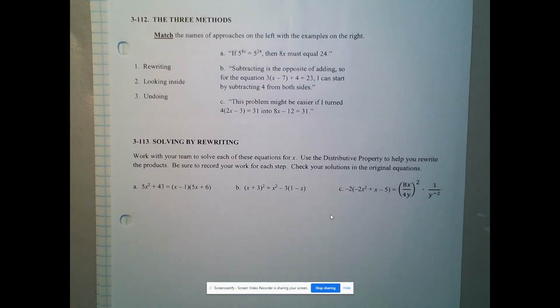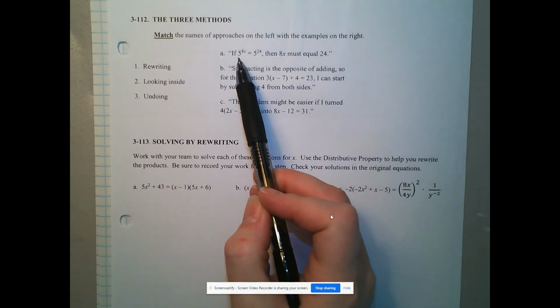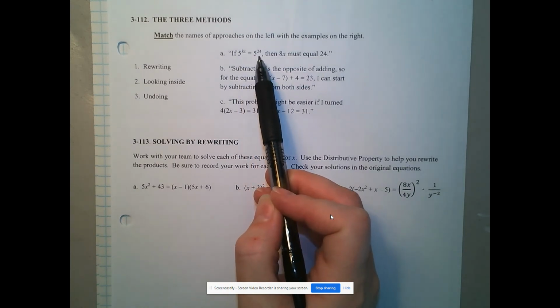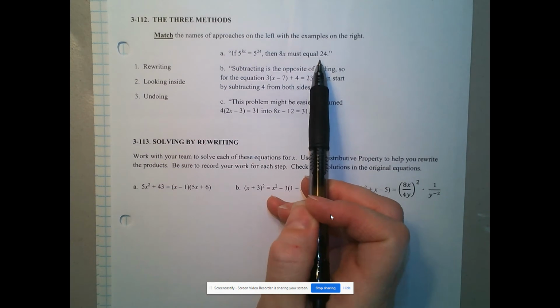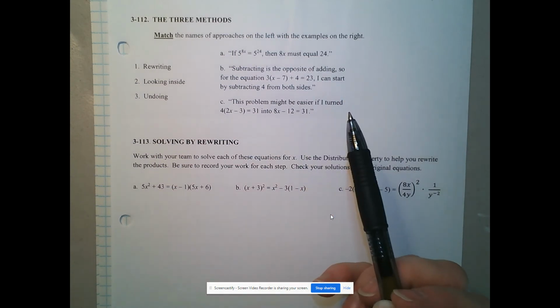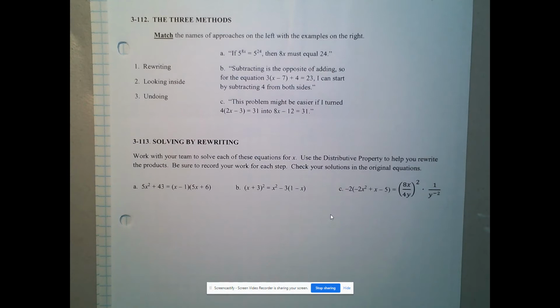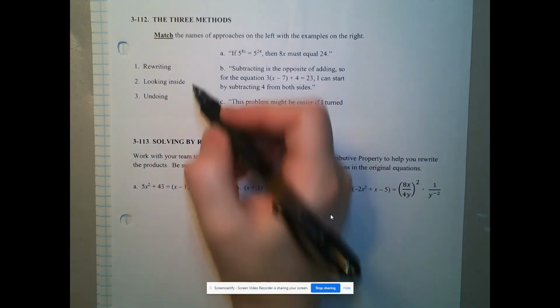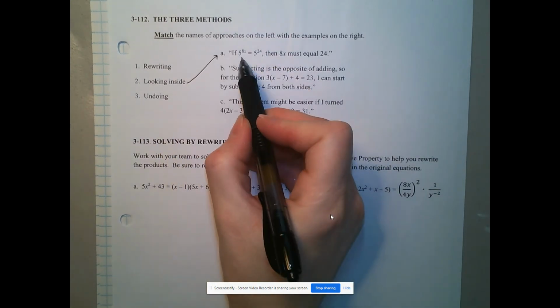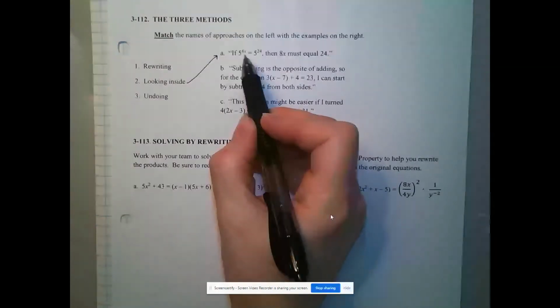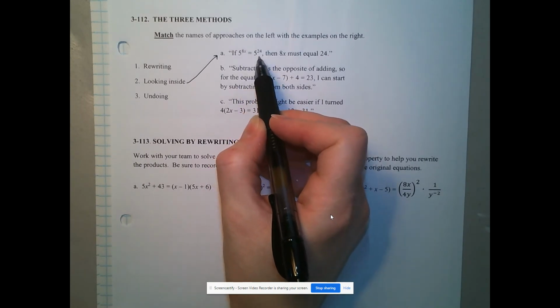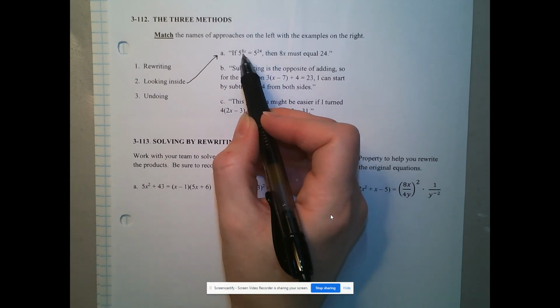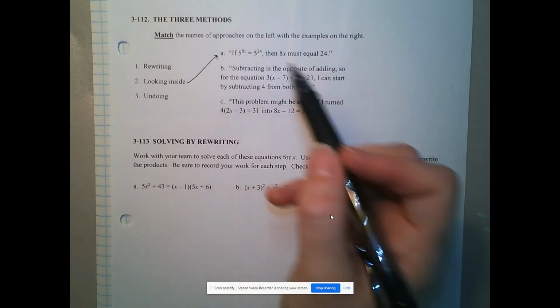Looking inside and undoing. If 5 to the 8x equals 5 to the 24th, then 8x must equal 24. So we want to say, is that rewriting, is that looking inside, or is that undoing? I did mention on the first page that looking inside often works well for exponents, and this is a perfect example. I don't actually have to do any of these exponents to say, well, 5 to the blank equals 5 to the blank. Those blanks have to be equivalent for the expressions to be equivalent. So the 8x must equal the 24.